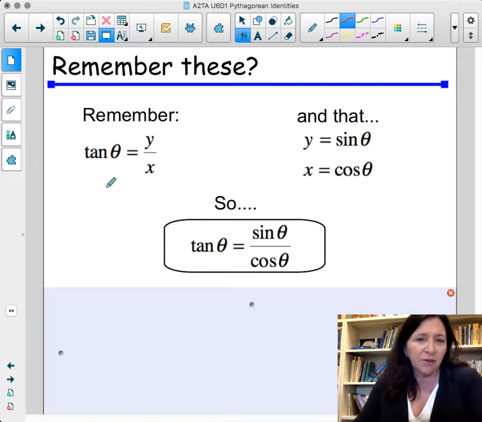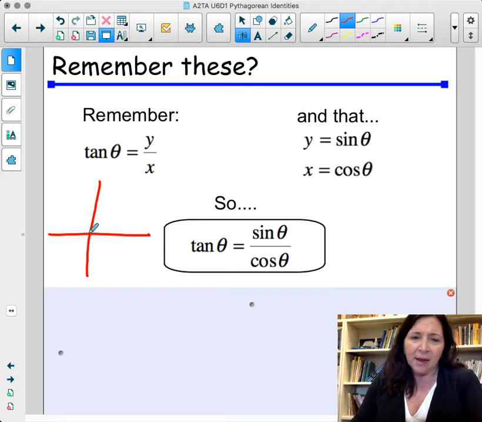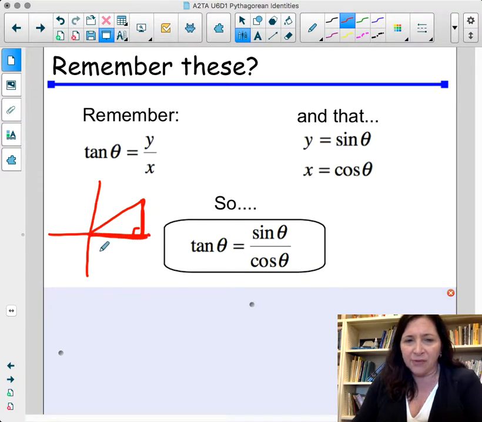Why is that? The reason would be, let's say you had a right triangle in the first quadrant, we would be going across and then up. This value going across is your cosine value, your x value here. This value going up, of course, is your y value. Well, if tangent of theta is y over x, that would be the same thing as saying sine of theta over cosine of theta.